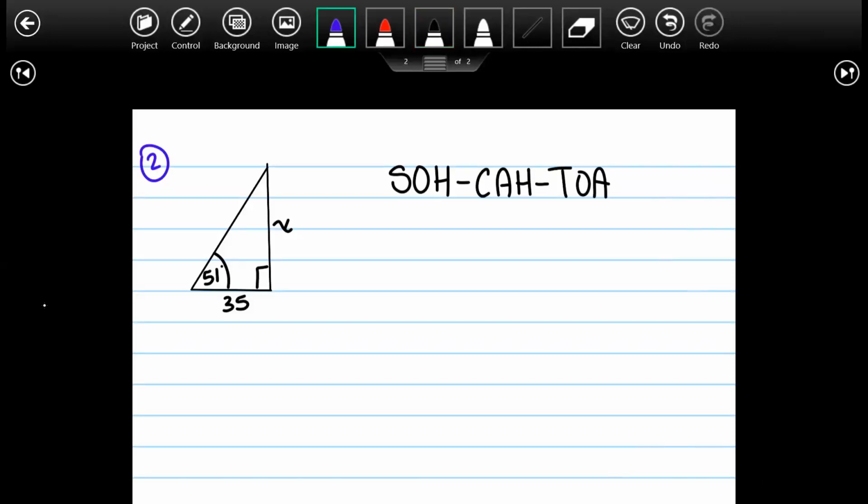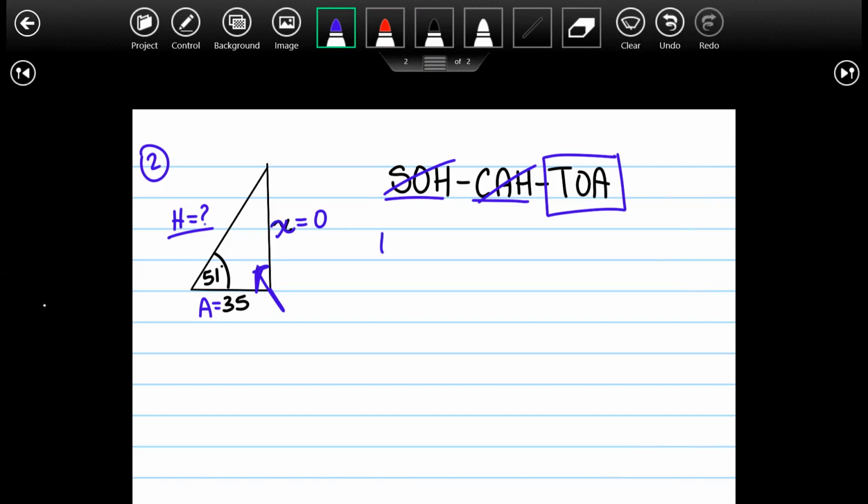Now what's our first step when doing these type of problems? Label them. So x is going to be equal to O. This little arrow right here points in the direction of the hypotenuse, which we have nada. And then our 35 will be equal to A. So what part do we not have any information on? We cross out everything with So and Ka. That leaves us with Toa.